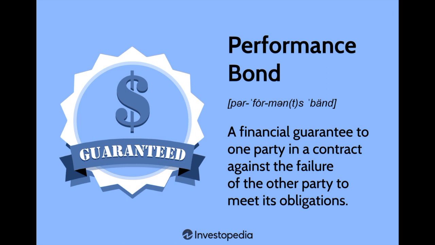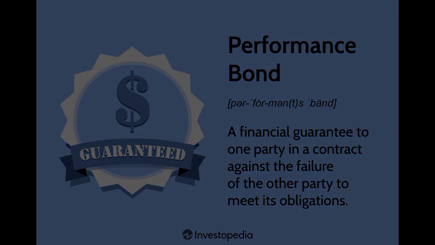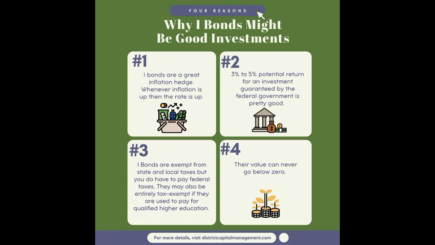So lastly is the performance bond. It is a financial guarantee to one party in a contract against the failure of the other party to meet its obligations. So why might I-bonds be a good investment? Number 1. I-bonds are a great inflation hedge. Whenever inflation is up, then the rate is up.